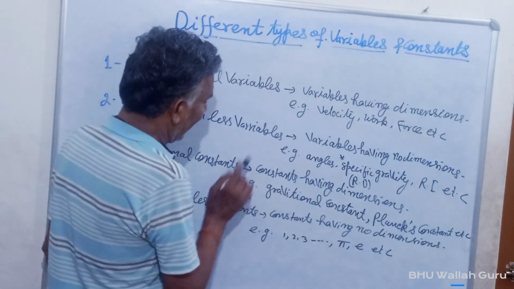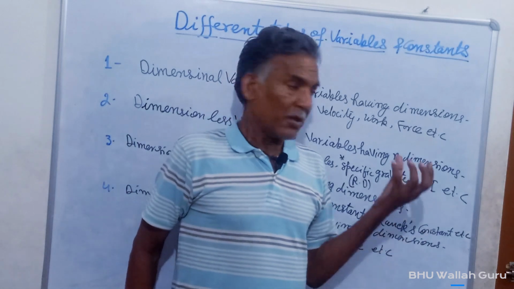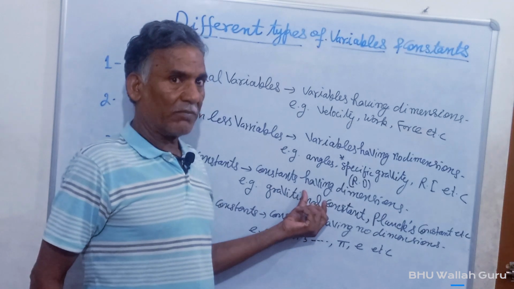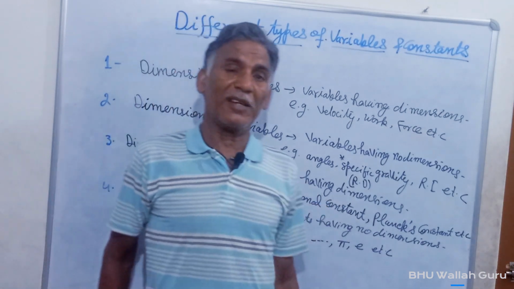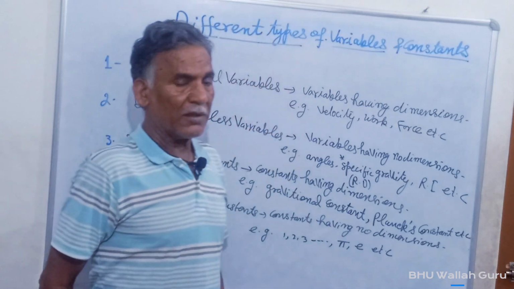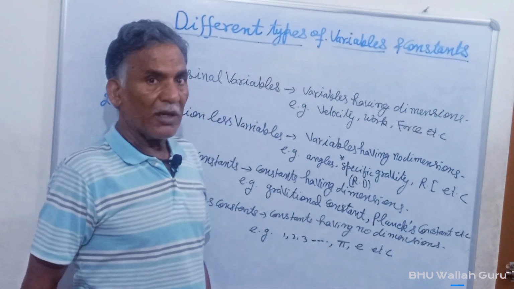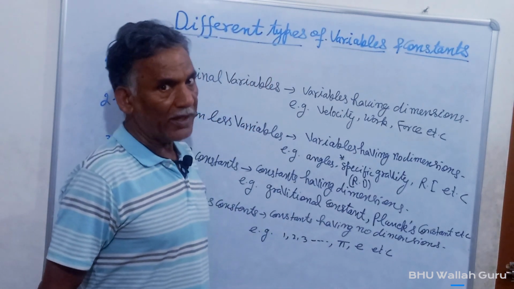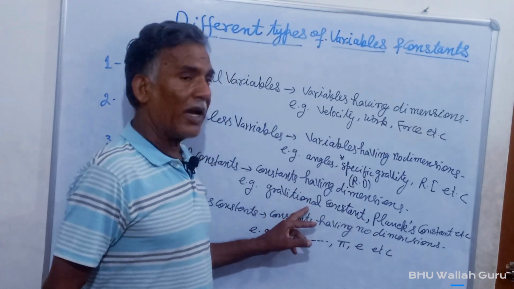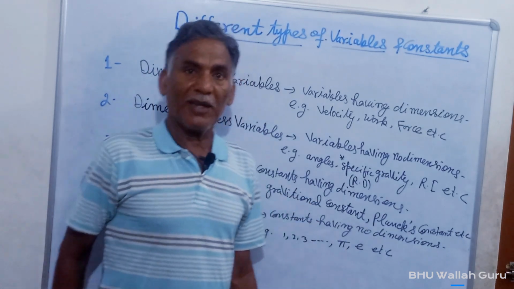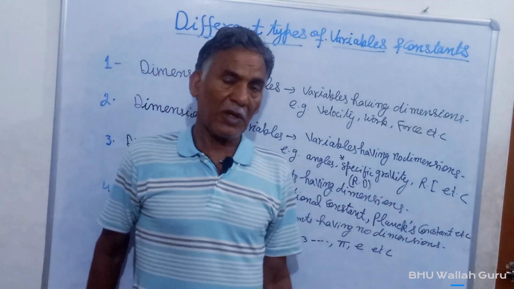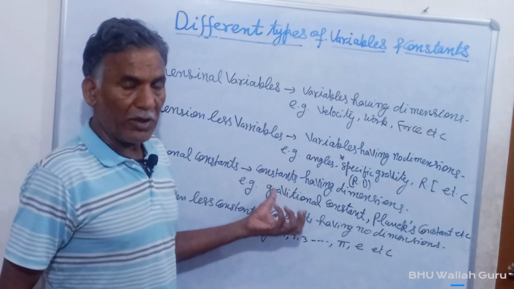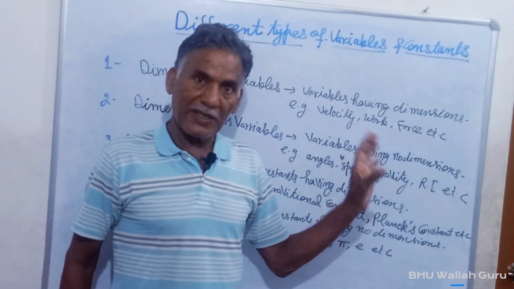Third, dimensional constants, the constants having dimension. The value is constant. For example, the gravitational constant. Its value is fixed, 6.67 times 10 raised to the power minus 11 Newton meter square per kg square. But it has a dimension, as shown in the earlier lecture. Planck constant also has a fixed value but has a dimension. Similarly, the Stefan constant.